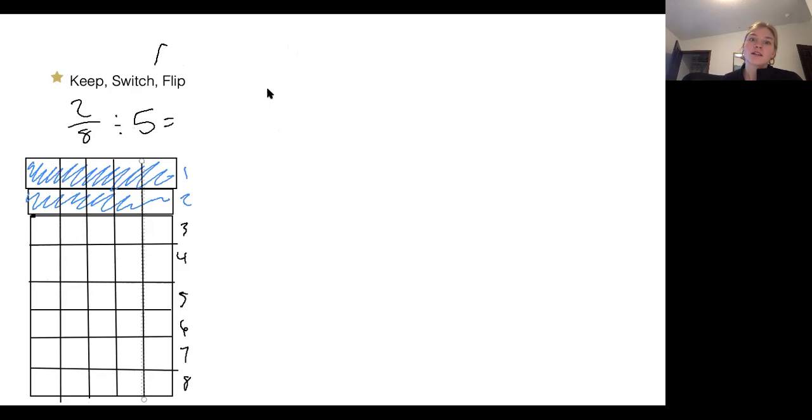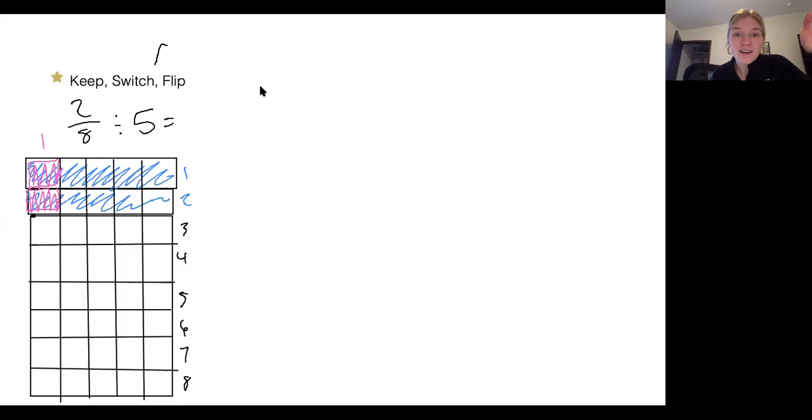Now, it looks like a lot. I need to look at my individual columns here. So here's one of our columns. And I see in this one column, there are 2 shaded areas. So there's 2 parts shaded in this one piece. And this is going to represent our answer. Are you going to want to draw this every single time? Probably not.